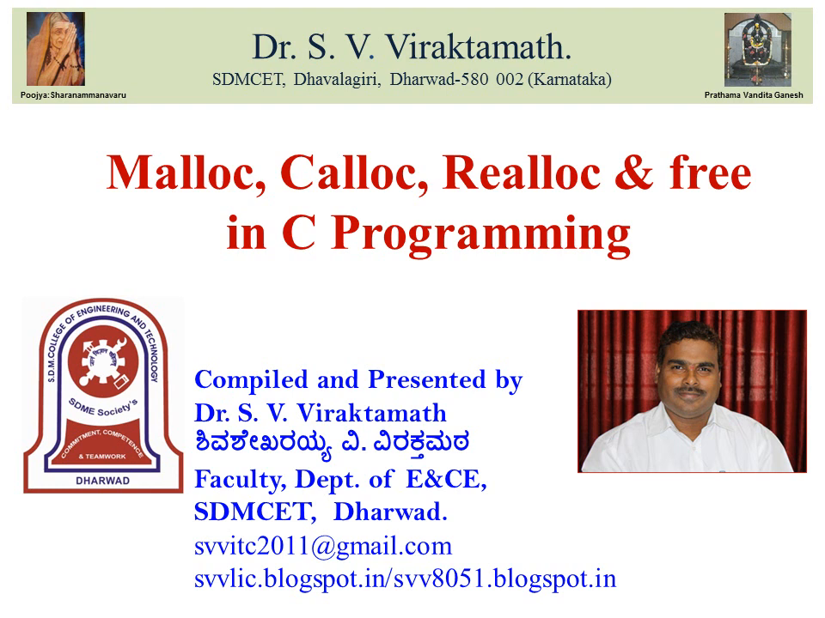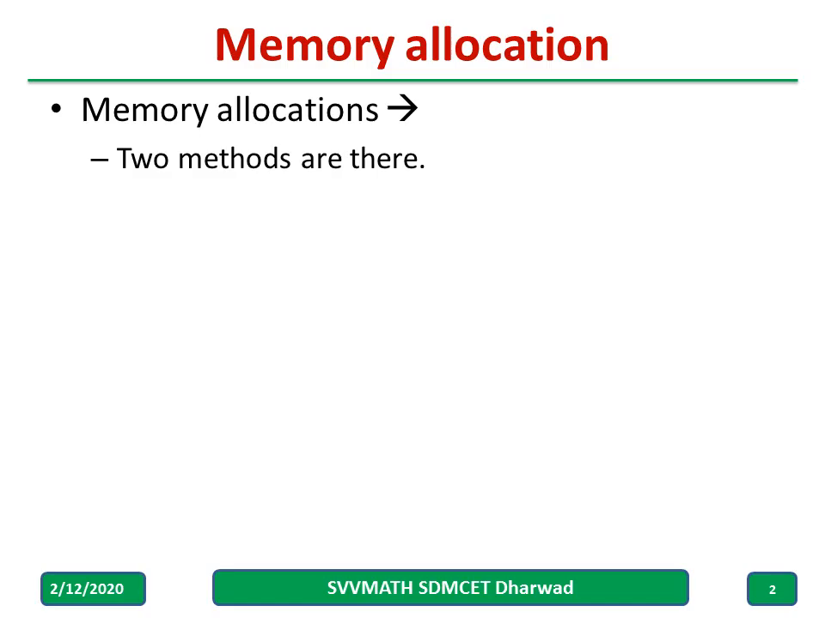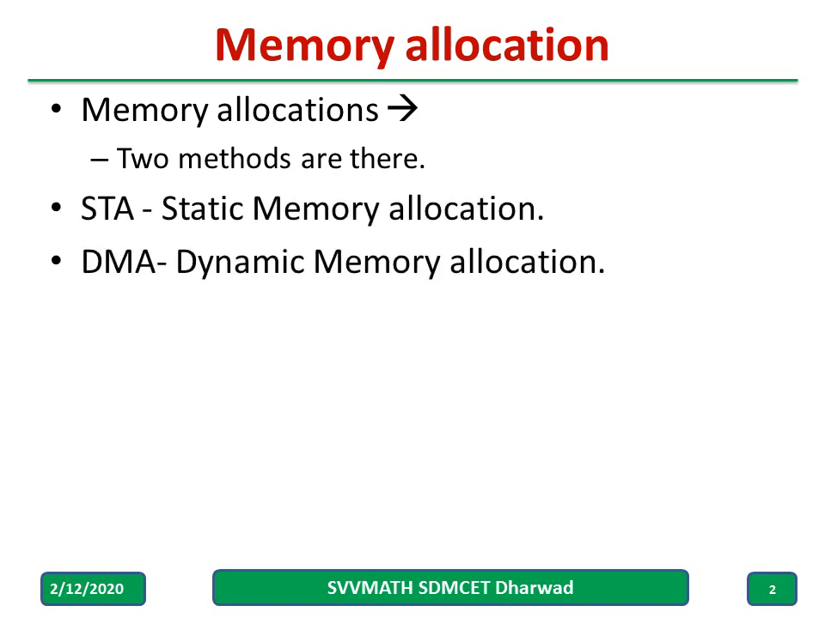Welcome to my channel. Today in this video we are going to discuss malloc, calloc, realloc and free in C programming. For memory allocation, there are two methods. One is static memory allocation, another is dynamic memory allocation.